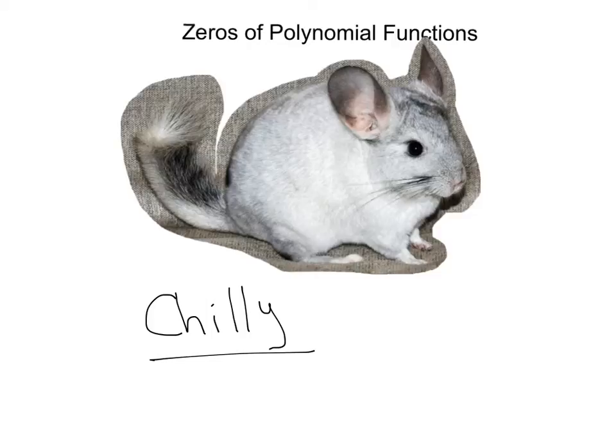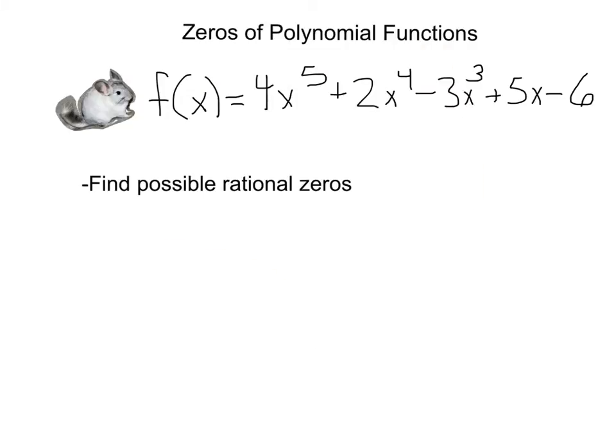All right, let's go ahead and step into finding zeros of polynomial functions. Here we have the polynomial f of x equals 4x to the fifth plus 2x to the fourth minus 3x cubed plus 5x minus 6. We want to find the possible rational zeros. Just a quick refresher: rational just means something that could be written as a fraction, and zeros are where the graph crosses the x-axis. If we set f of x equal to 0 and solve for x, those would be our zeros.